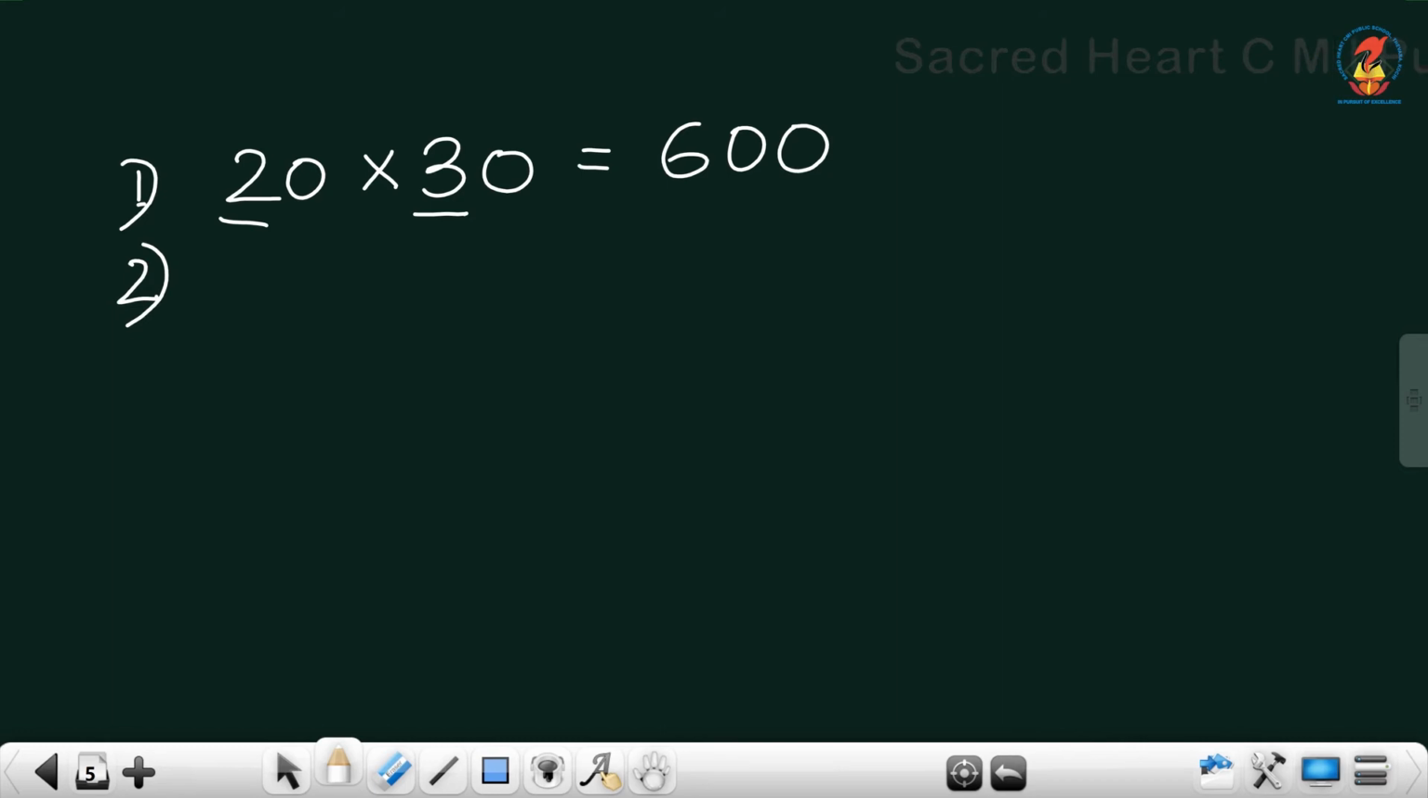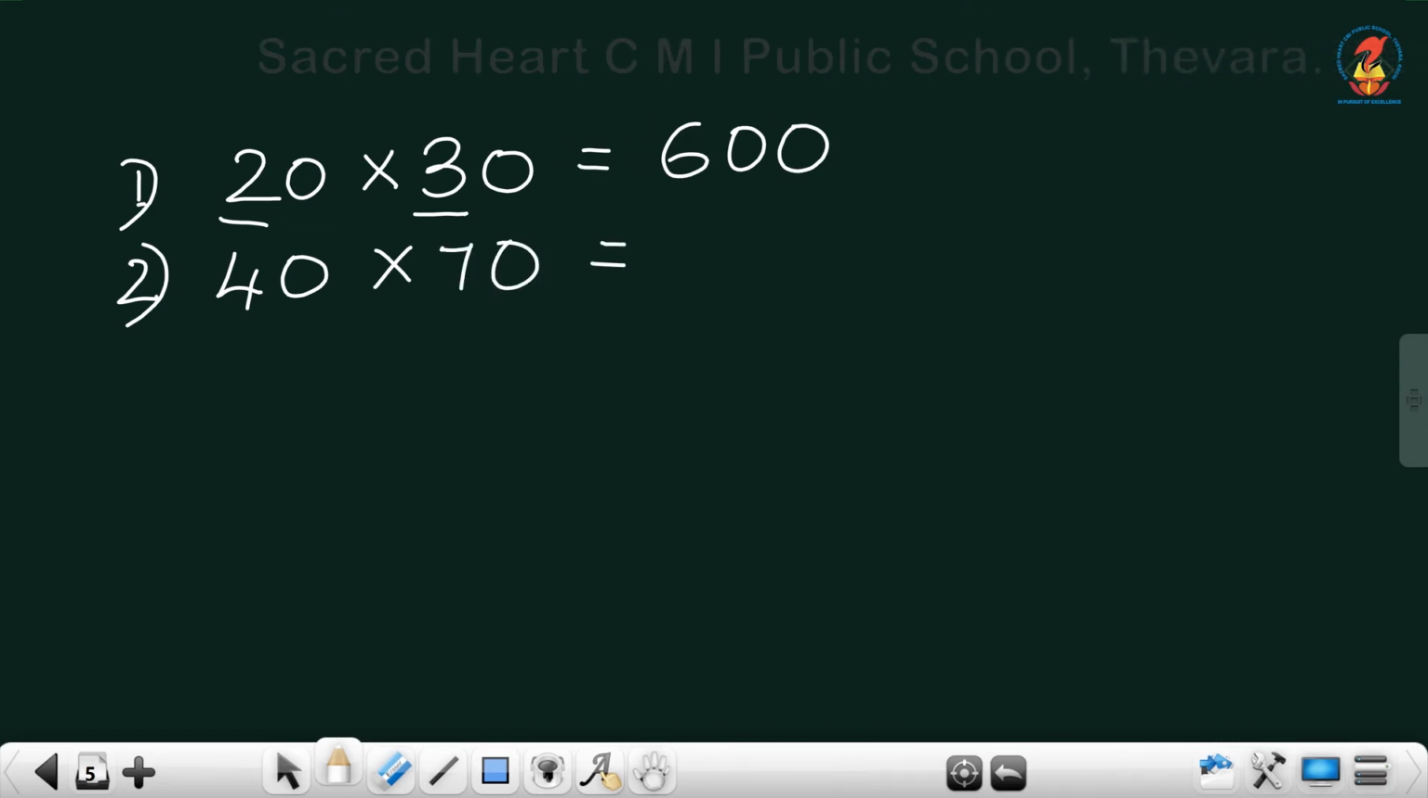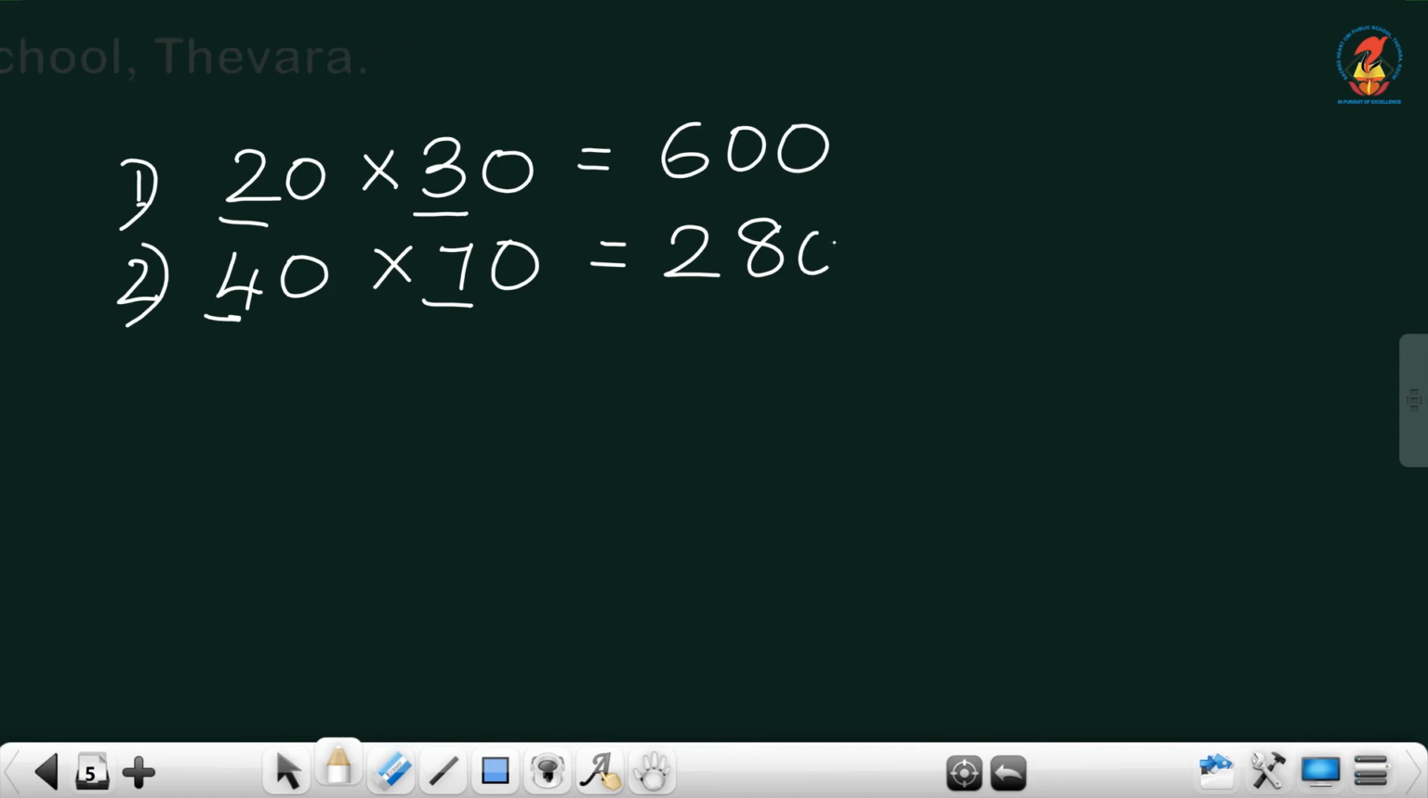Second question, 40 into 70. Now how much is 4 7s? 4 7s are 28. You will write 28 here. How many zeros are there? 2 zeros. We'll put 2 zeros to the right side of the number. Now the answer is 2800.